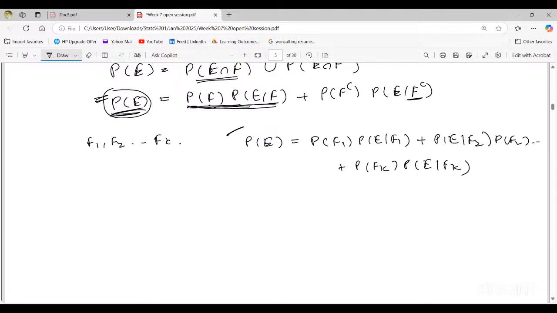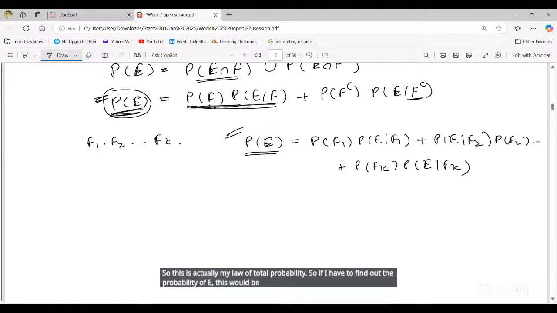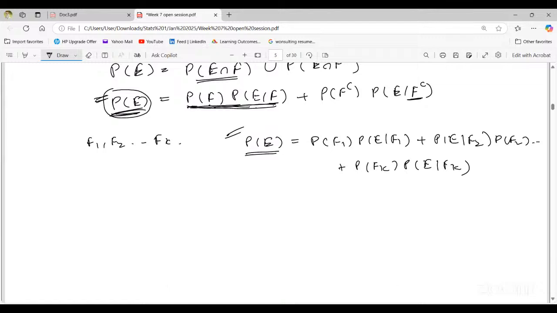So this is actually my law of total probability. If I have to find out the probability of E, this would be equal to the weighted average of the conditional probability of E given F, if my F occurs and if my F does not occur. Like the different cases you can see.